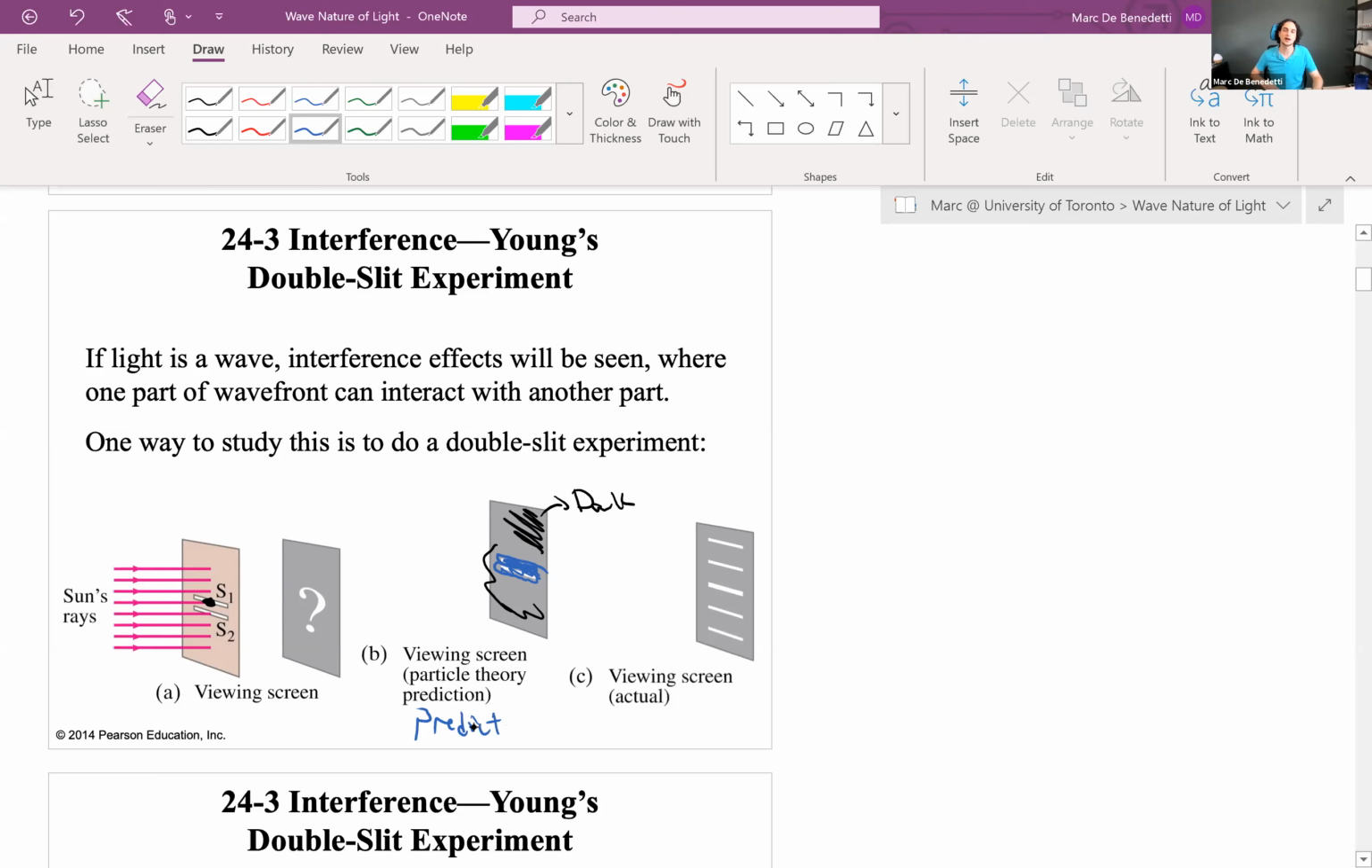This is what we would see if light was behaving like a particle, right? Because if you throw a ball through a window, the ball is just going to go straight and then hit the wall in the back. And if light is acting like a ball, then when light hits that screen, it will illuminate the screen.